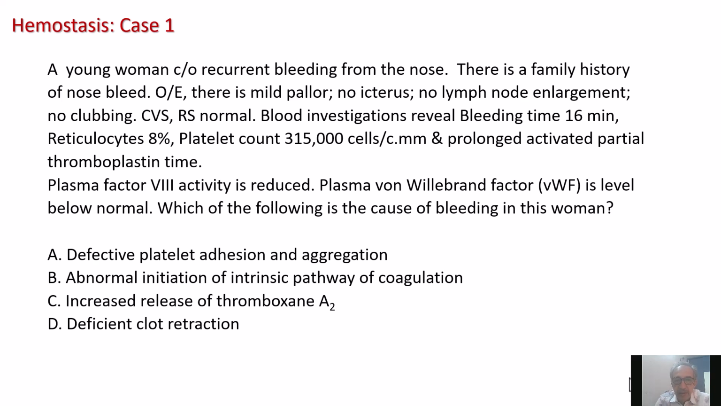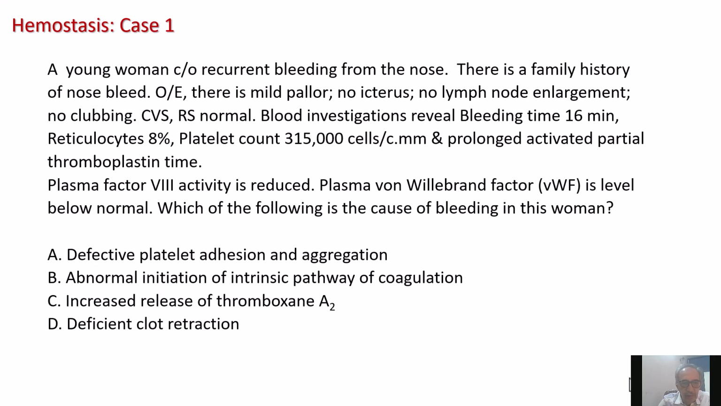The case obviously suggests a deficiency of factor 8 combined with the deficiency of von Willebrand factor. So you can straight away go to the diagnosis. Von Willebrand disease is characterized by abnormal platelet adhesion, plug formation, as well as clotting disorders. So what causes the bleeding? Defective platelet adhesion and aggregation, abnormal initiation of the intrinsic pathway of coagulation, increased release of thromboxane A2, deficient clot retraction.